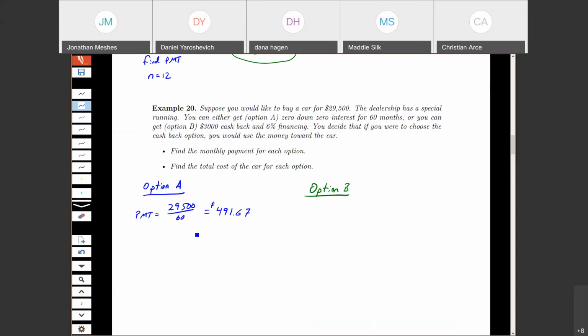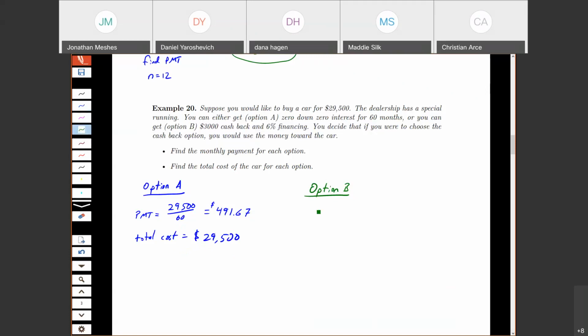And what would be the total cost of the car? Well, if I pay nothing down and no interest, then I'll just have paid the regular amount. So the total cost is 29,500. All right, so that's very easy. If there was no interest, guess what? Financial math would be really easy.